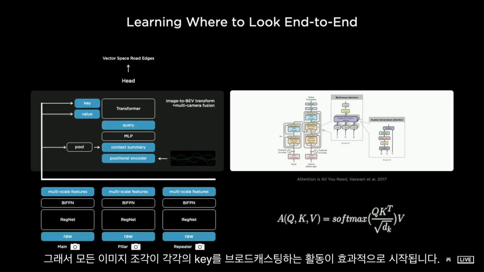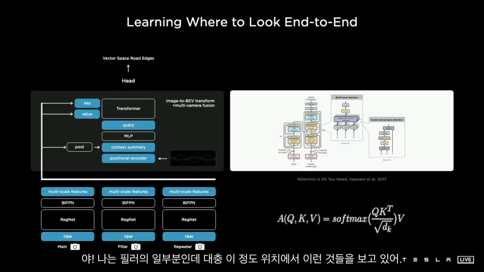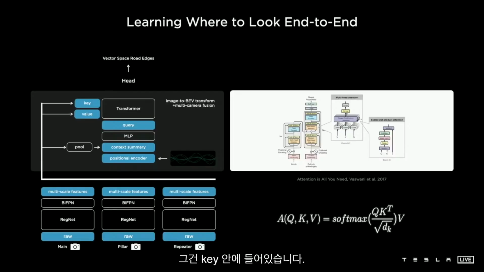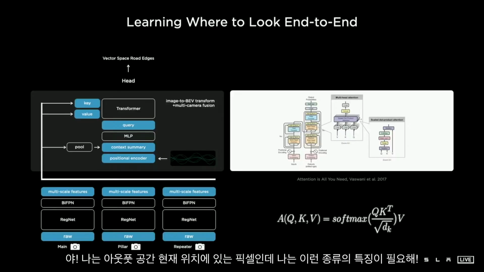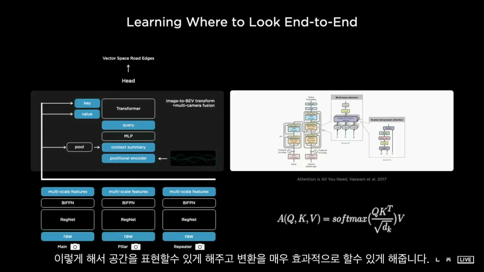And so effectively what's happening is that every single image piece is broadcasting in its key what it is a part of. So, hey, I'm part of a pillar in roughly this location, and I'm seeing this kind of stuff. And that's in the key. And then every query is something along the lines of, hey, I'm a pixel in the output space at this position, and I'm looking for features of this type. Then the keys and the queries interact multiplicatively, and then the values get pooled accordingly. And so this re-represents the space, and we found this to be very effective for this transformation.